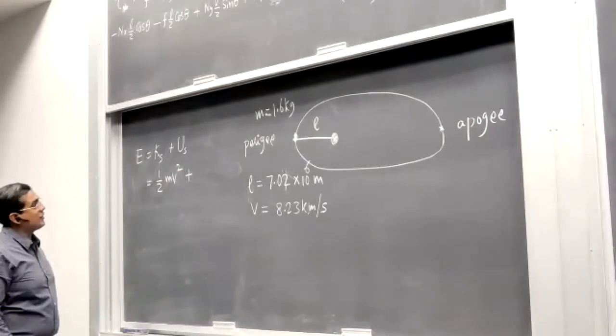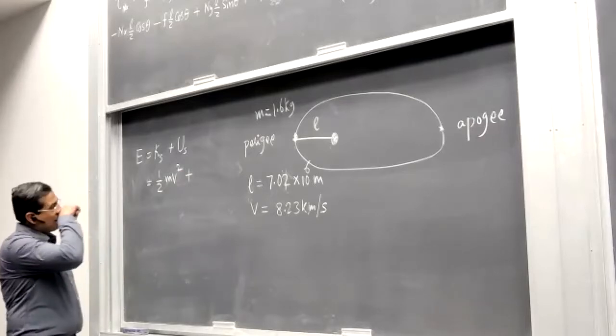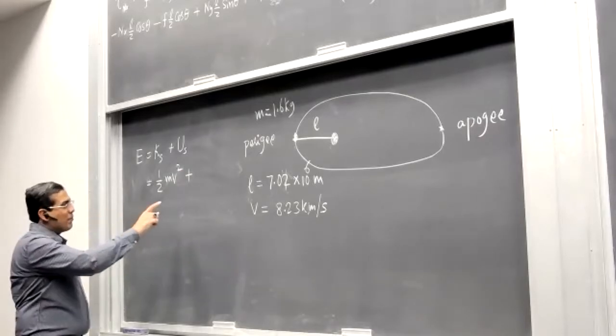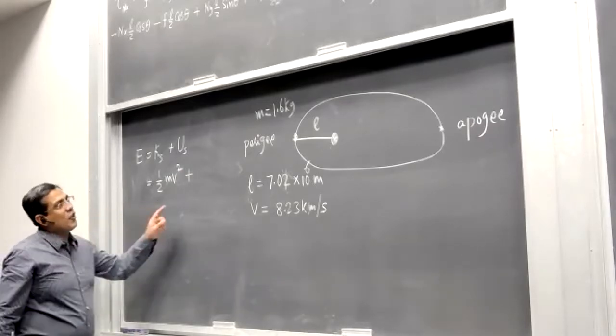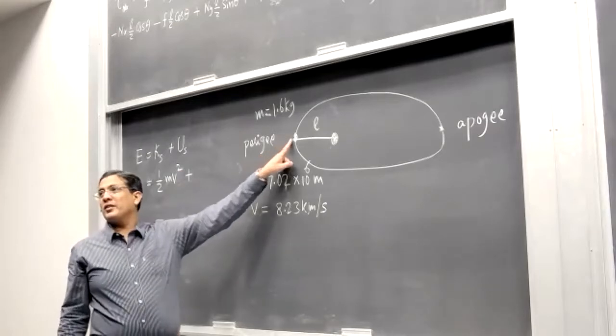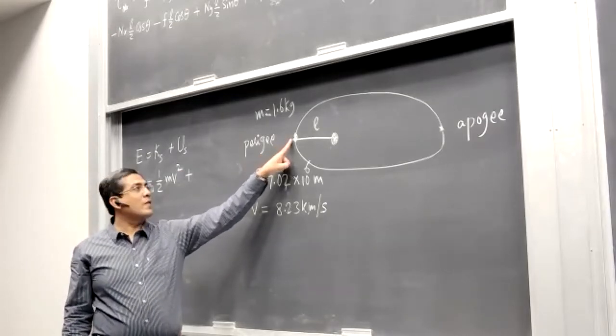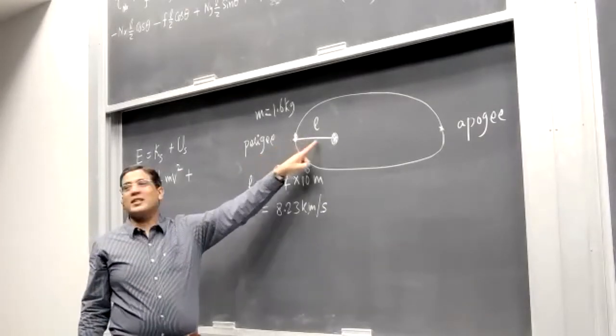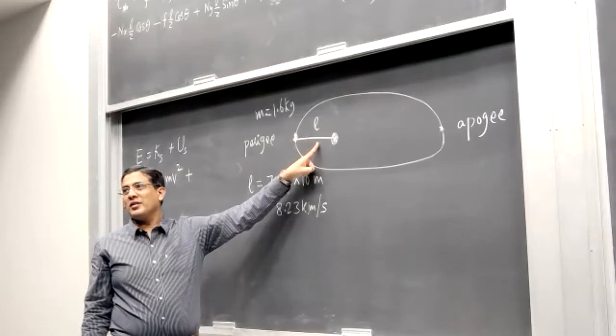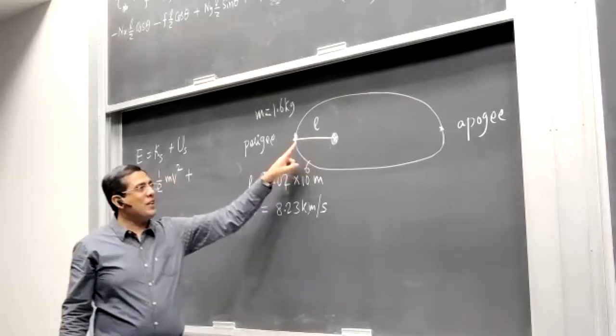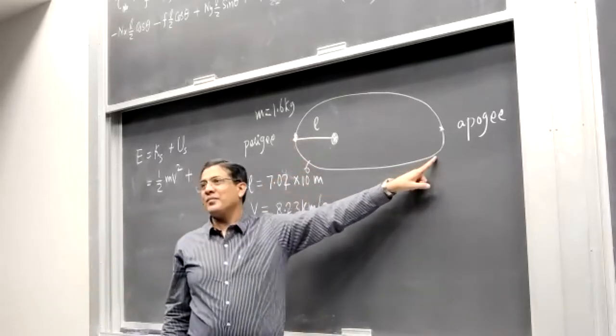Yes, half m v squared. All right, let me just complete this. The problem is that we only know the velocity at this point, and we only know the distance at this point. What happens when the object is here?